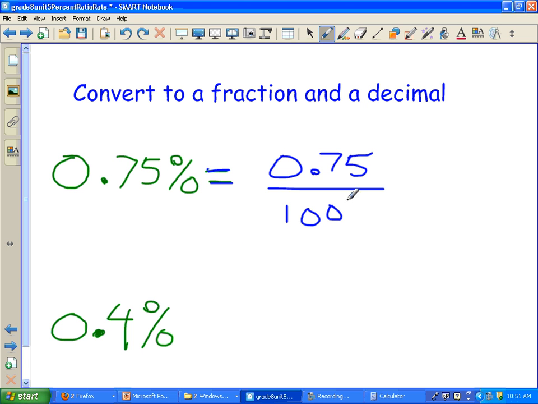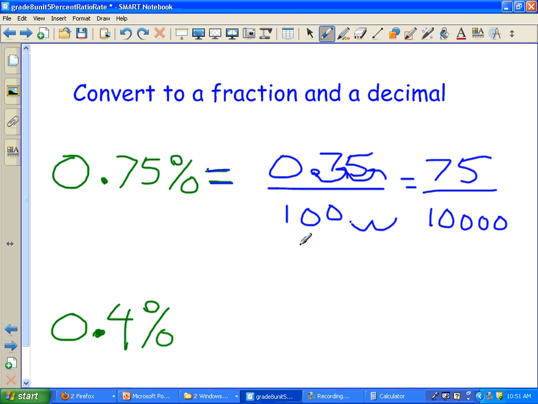So if it's 0.75 out of 100, we don't like decimals in a fraction, so how do we get rid of it? We're going to shift this twice, once, twice, or in other words, we're timesing it by 100. And the answer is 75 over 1, 0, and then another 0, and 2 more. So we've got 75 10,000ths.